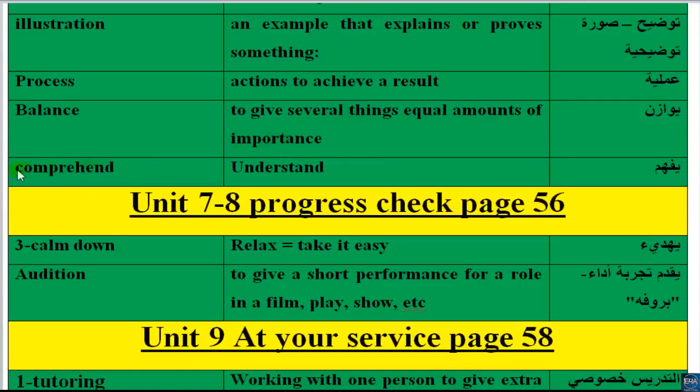Comprehend. British, comprehend. American, comprehend. To understand.